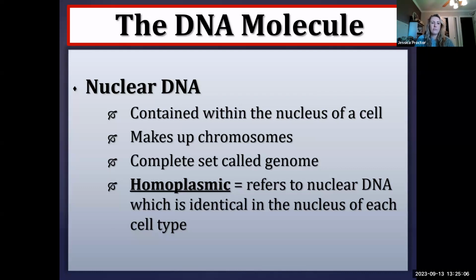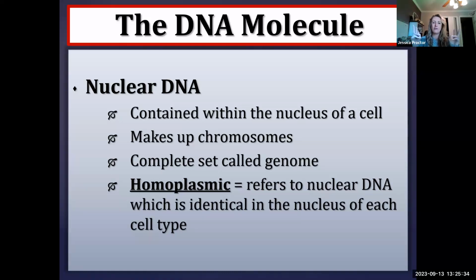Nuclear DNA is contained within the nucleus. That's easy to remember, right? Nuclear DNA in the nucleus. It makes up our 46 chromosomes. Within every somatic cell, we have a complete set of our nuclear DNA, all 46 chromosomes, and we call that a genome. A genome is just one organism's, one person's DNA. So for humans, it means all 46 chromosomes.